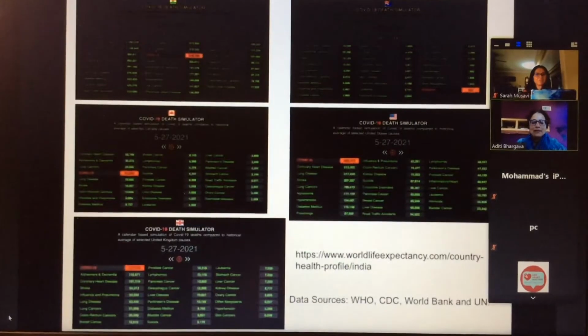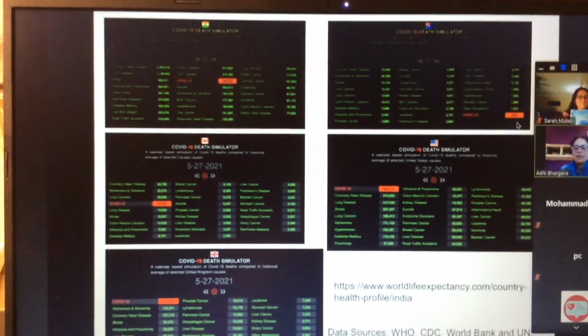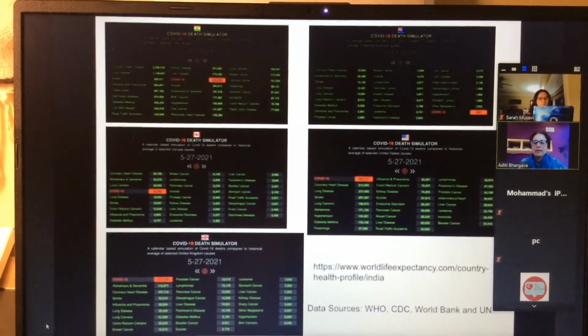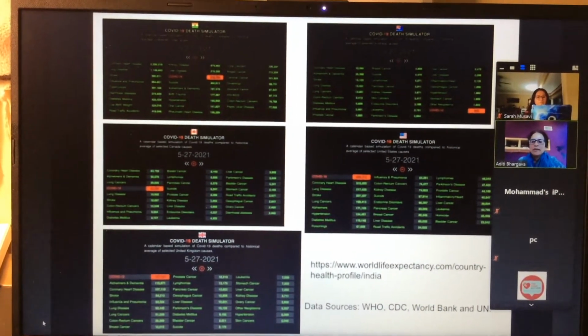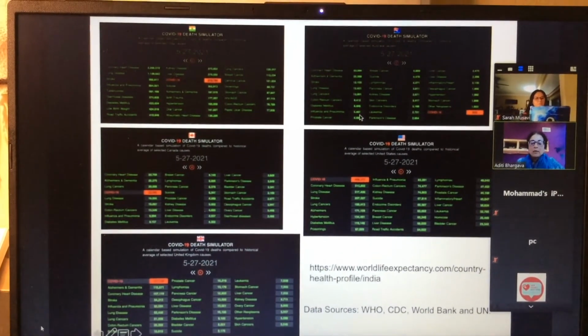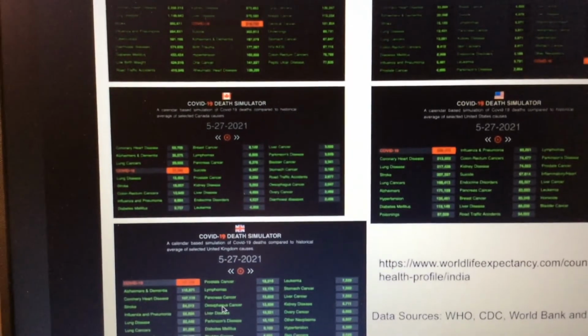So let's look at some other stats. And there are people who join in from Australia, and as you can see, in Australia, the number of COVID-related deaths is very, very low, and I'm sure New Zealand is the same, and it, in fact, is at the bottom of death-causing diseases. But in the US, over here, and in the UK, COVID is on the top.